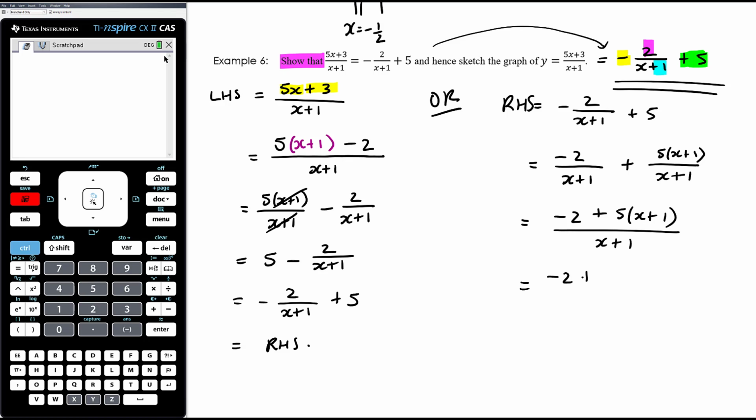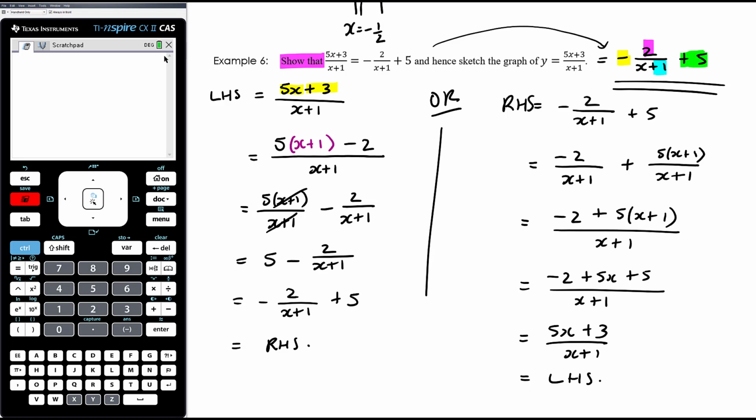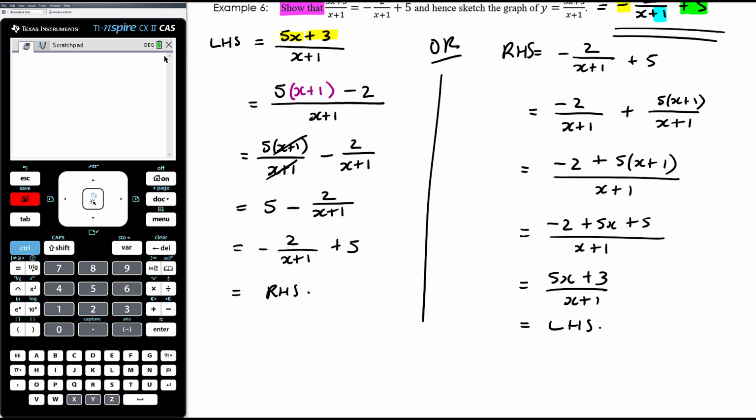And so we get negative 2 plus 5x plus 5 over x plus 1, which is 5x, and we've got negative 2 plus 5, which is plus 3 over x plus 1, which is the left-hand side. One or the other of those two things, not a combination of the two. Personally, this is a good strategy to practice. It's something you will need to be able to do next year.